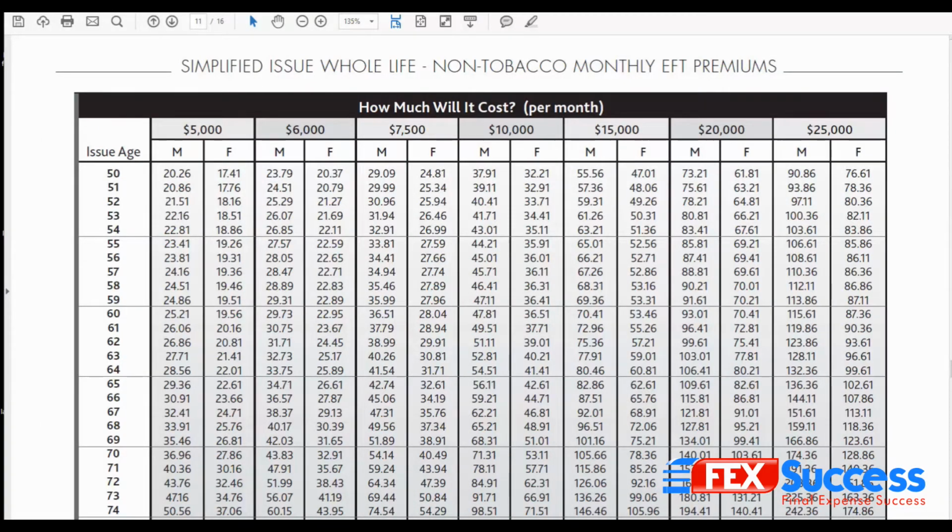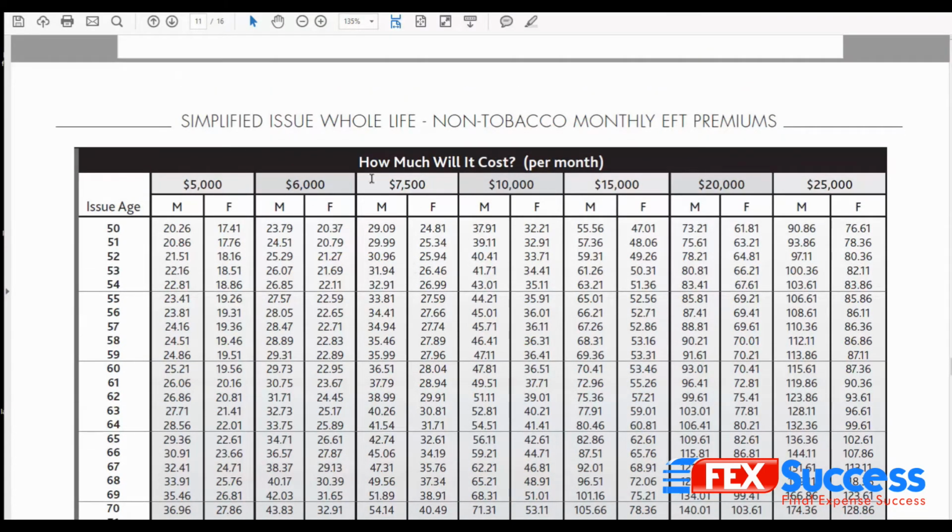Okay, so now let's take a look at option two. For this option, I switched to a different carrier because this carrier has already pre-calculated rates for you. Some carriers have done that, some have not. This carrier is Royal Neighbors, and we're going to take a look at how they've already pre-calculated it. This is simplified issue, whole life, non-tobacco, monthly EFT premium. They've already done the calculations for you. This just shows you how much it's going to cost per month.